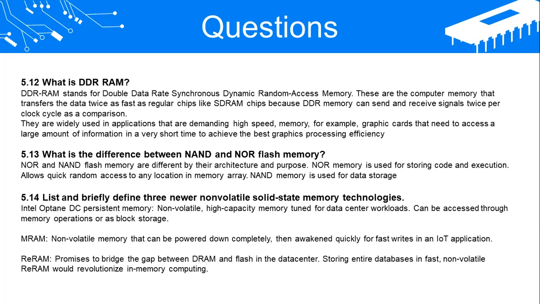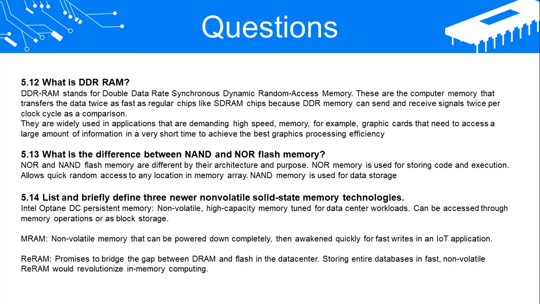The next is, what is DDR-RAM? DDR-RAM stands for Double Data Rate Synchronous Dynamic Random Access Memory. This is computer memory that transfers data twice as fast as regular chips like SDRAM, because DDR memory can send and retrieve signals twice per clock cycle by comparison. They are widely used in applications that demand high-speed memory, for example, graphics cards that need to access a large amount of information in a very short time to achieve the best graphics processing efficiency.